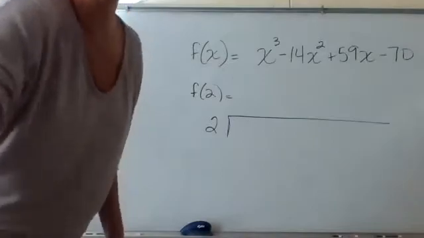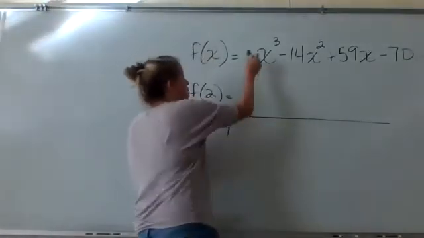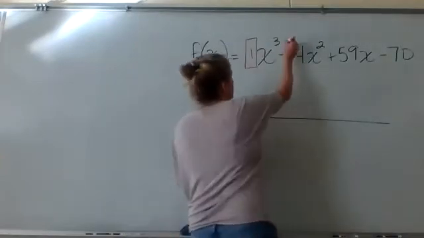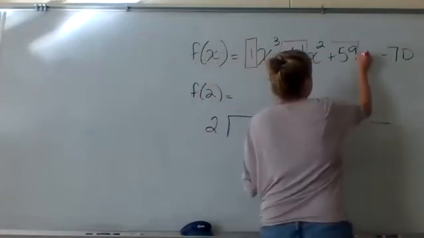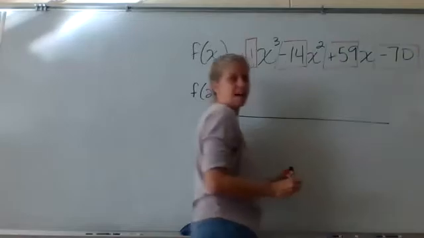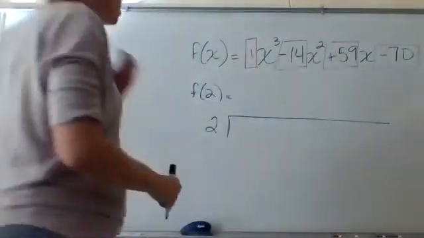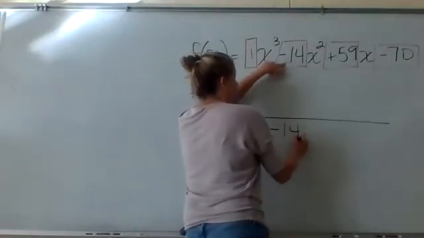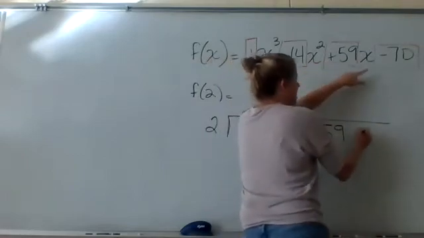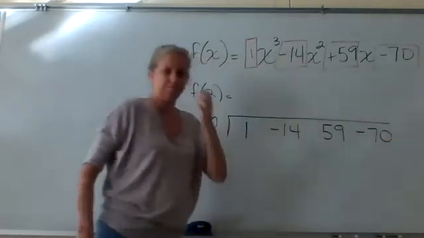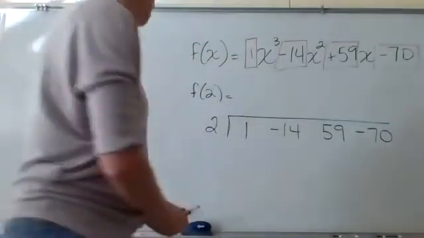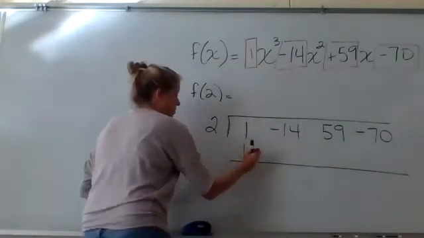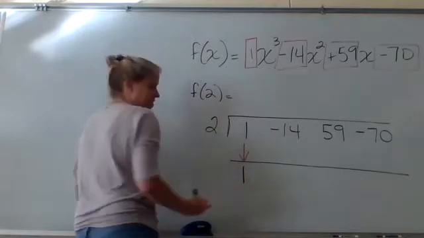The numbers you're going to put inside your long division symbol are the coefficients of each term. That one's a 1, I just don't see it. This one is negative 14, positive 59, and negative 70. So those are my coefficients. So I'm going to put the 1, negative 14, positive 59, and negative 70. Here are the steps. First thing you're going to do is drop down whatever the number is there, which is a 1 in this case.